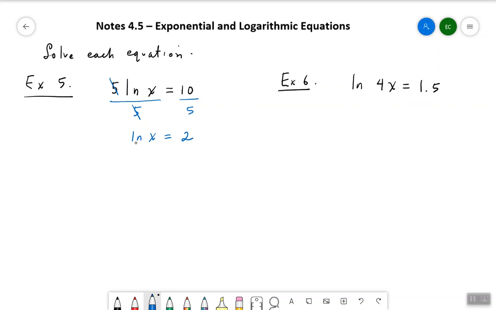And then when we want to undo a logarithm, we want to apply an exponential with the same base as the logarithm. So what's the base here? Base e. So let's put a base e underneath both sides of the equation. And the base e exponential and the log base e cancel, and we're left with x is equal to e squared, which gives us an exact answer.